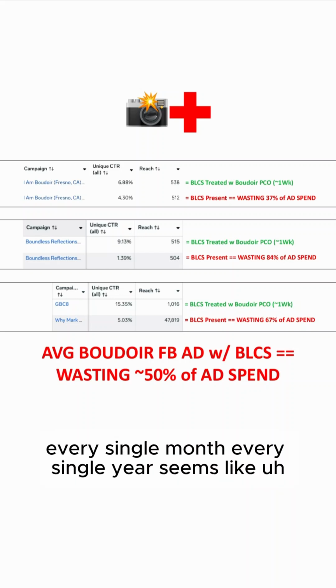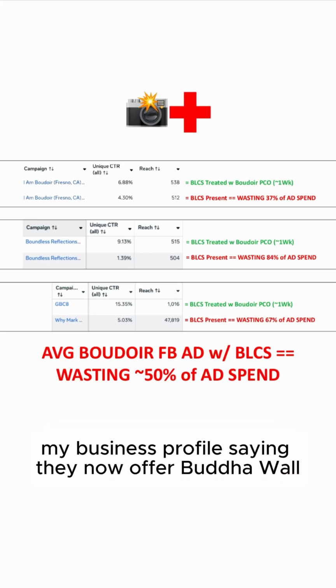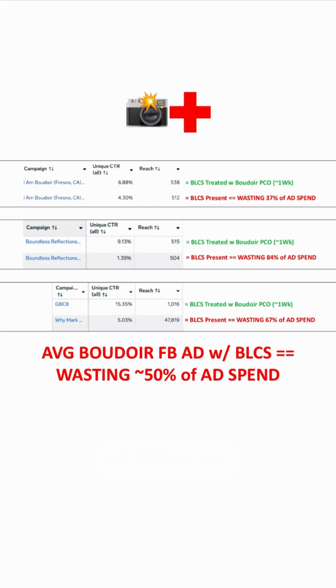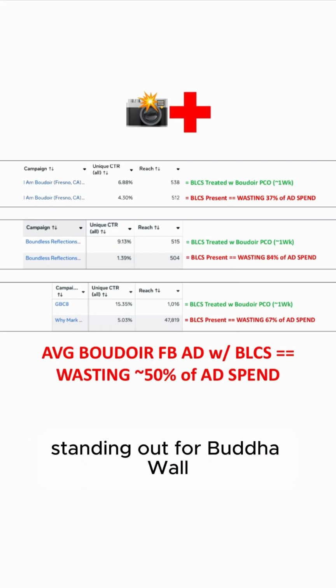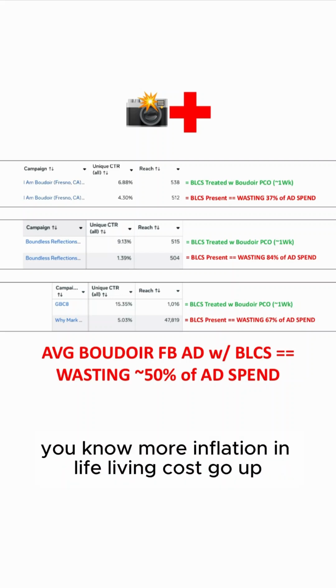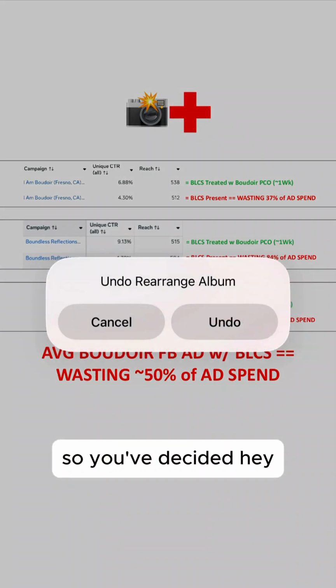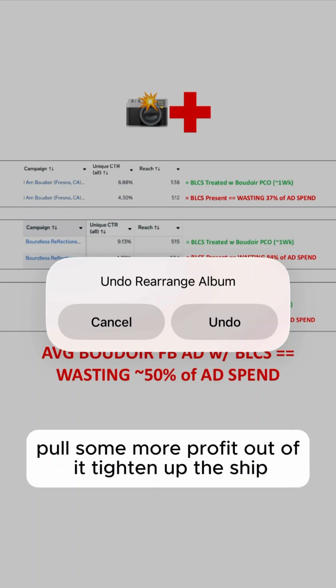Seems like whenever anyone gets a new iPhone, they're also throwing up a new Google My Business profile saying they now offer Boudoir, or if they get a new camera, they're posting in the mom group saying they now offer Boudoir. So there's more service providers, same number of buyers, more competition, and you're also seeing more inflation in life. Living costs go up, so you decided, hey, you've got to optimize the business here, pull some more profit out of it, tighten up the ship.